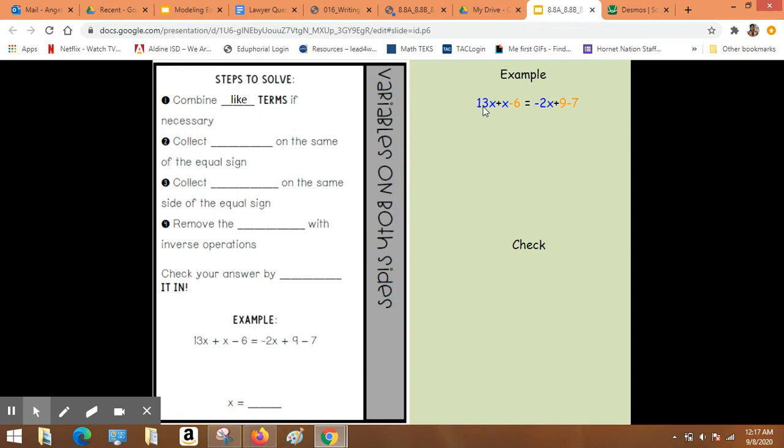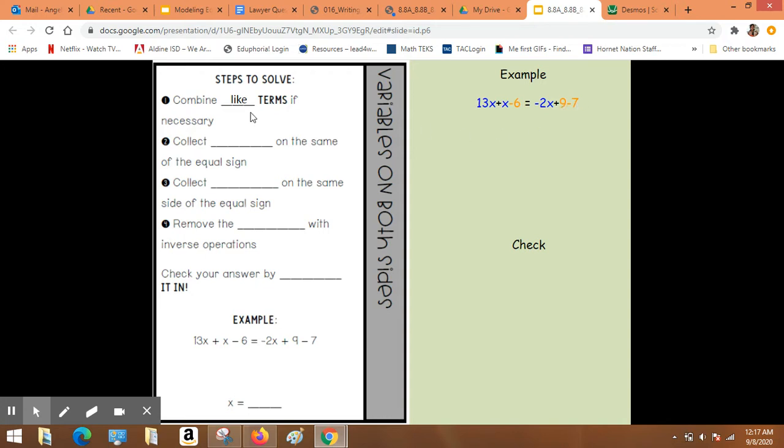So like terms means I have x and an x, so I have to combine these. Do I have another loner on this side? No, so I'm just keeping my loner here. But I do have to combine my blues. Right here I have my blues, my variables, so I don't have anything else to combine it with, so I'm just gonna leave it the same. My two loners have a buddy, so I have to make it into one.